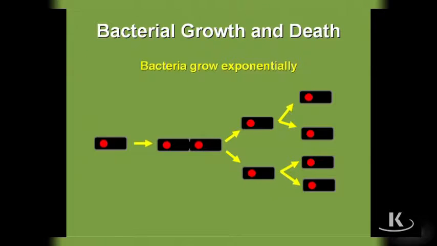You think about an E. coli cell that can do that every 20 minutes. You're talking about very, very fast division of bacteria. So by binary fission is how they replicate.